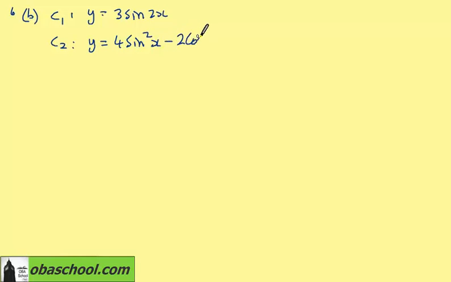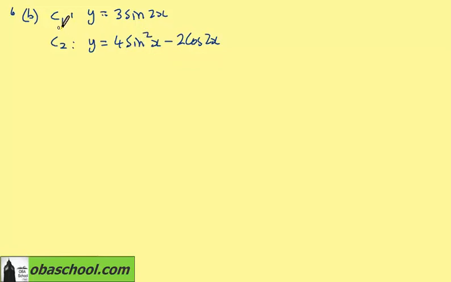In Part B, we're given the equations of two curves. Curve 1 is y is 3 sine 2x, and curve 2 is y is 4 sine squared x, take away 2 cos 2x. We want to find the x-coordinates of the points where C1 and C2 intersect, or at least we want to find an equation which would give us those x-coordinates.